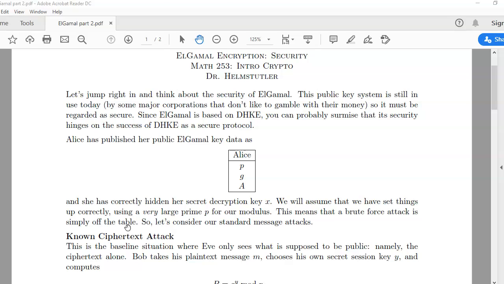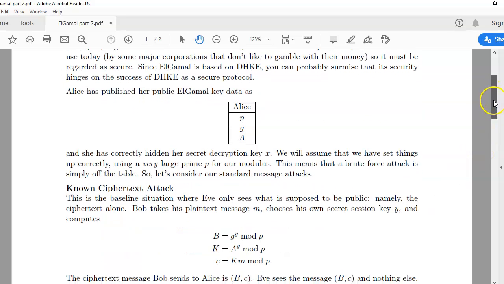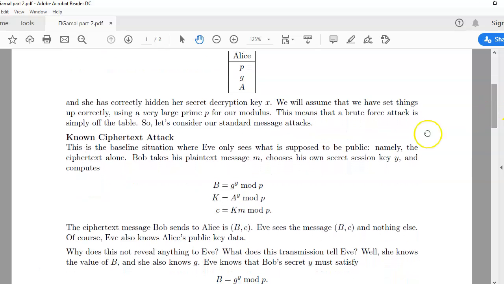So let's take brute force off the table and consider the standard message attacks. Remember, there are 4 standard message attacks on any encryption scheme. Let's first look at the most basic baseline attack, which is known ciphertext. This is the attack where Eve only has access to what is supposed to be public, namely the ciphertext. In any encryption system, you are supposed to have enough confidence that you can transmit your ciphertext over the open channel, and that's not going to be a problem. So let's see, is that true?